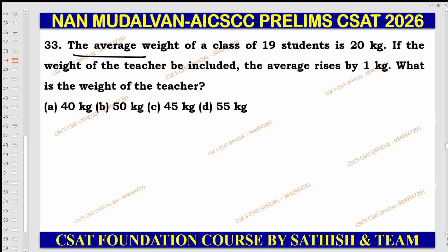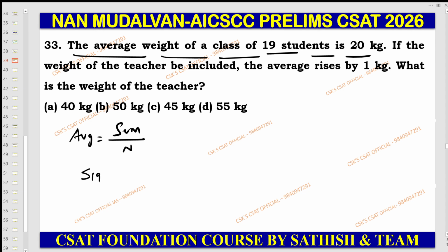This is a very simple question. Have some basic idea about simple questions. UPSC nowadays is not giving this kind of question, but still learn here. The average height of the class of 19 students is 20. You know the concept of average is equal to sum by n. We have to find the sum of 19, nothing but average into n, cross multiply. Here n is 19, average is 20, then it becomes 380.